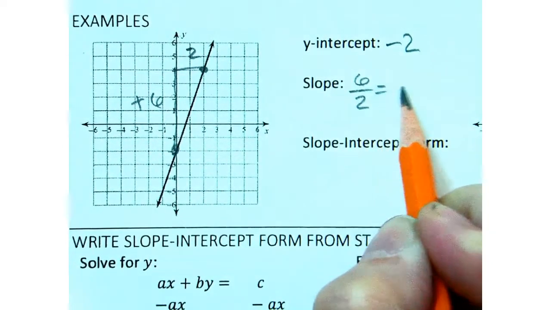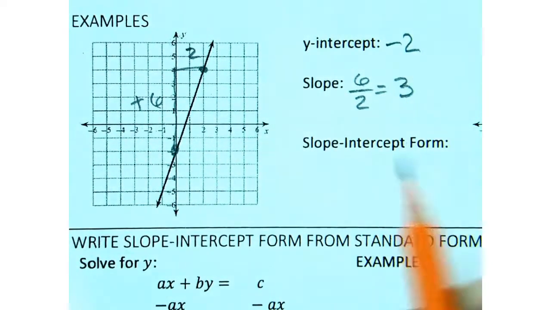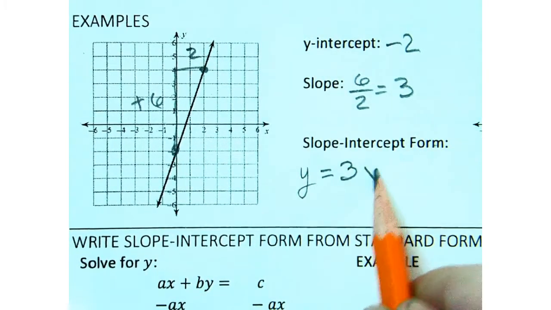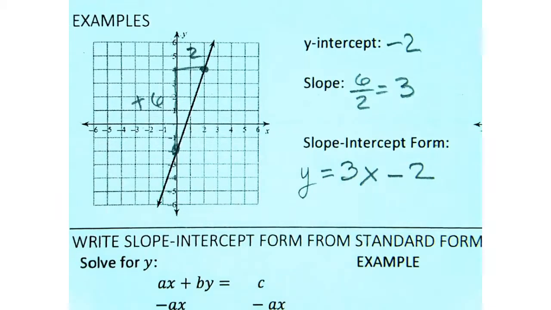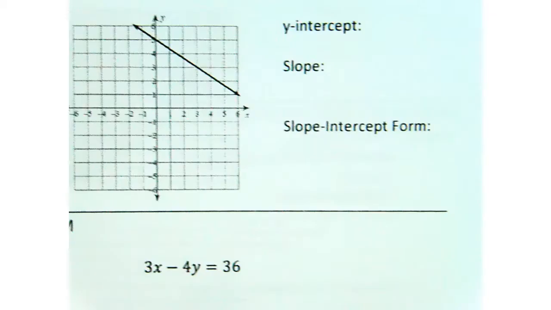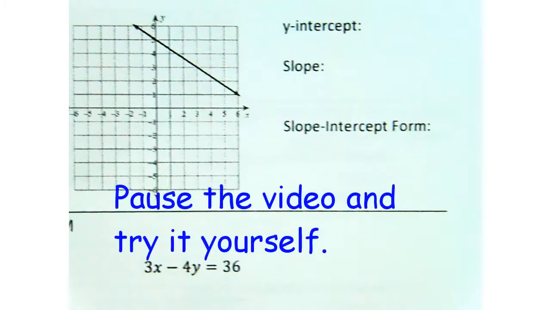6 over 2 simplifies to 3. To write y equals mx plus b, we would write y equals 3x minus 2. This is the slope-intercept form from the graph. Pause the video and try the next example yourself.